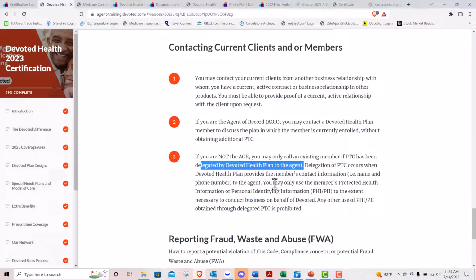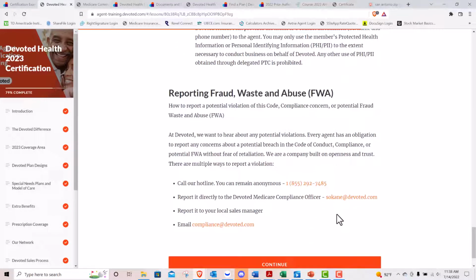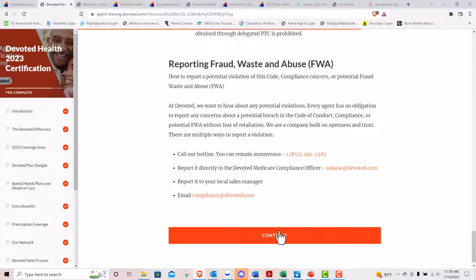Now, you may only use the member's protected health information, or PII, to the extent necessary to conduct business on behalf of Devoted. This is pretty much saying that you're probably never going to get into that situation, but if there could be house accounts, then you would be able to get information via Devoted, but only to the extent necessary to conduct business on behalf of Devoted. Reporting fraud and waste, there are hotlines you can call, and of course you can send it to either the email and compliance or the compliance officer with Devoted.